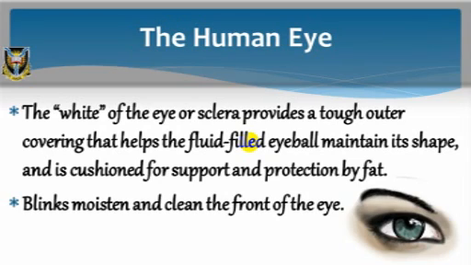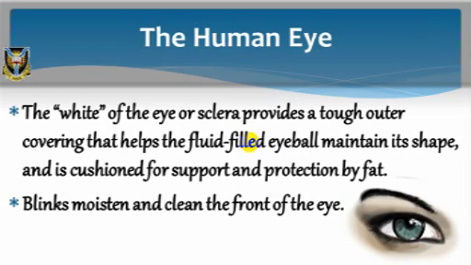The orbital cavity is almost spherical in shape and is about 2.5 centimeters in diameter. The eye is also protected by the eyelids. The eyelid can be opened and closed either voluntarily or involuntarily.